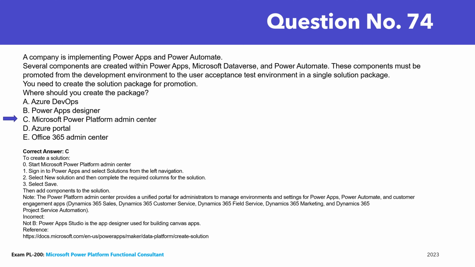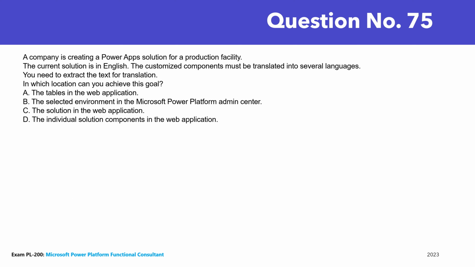Correct answer, C. A company is creating a Power Apps solution for a production facility. The current solution is in English. The customized components must be translated into several languages. You need to extract the text for translation.